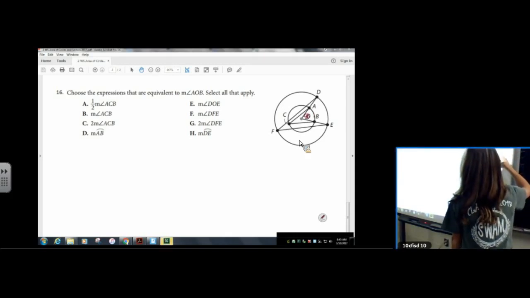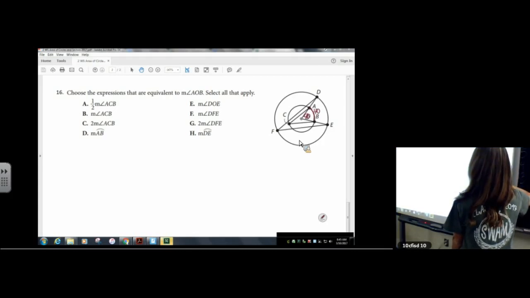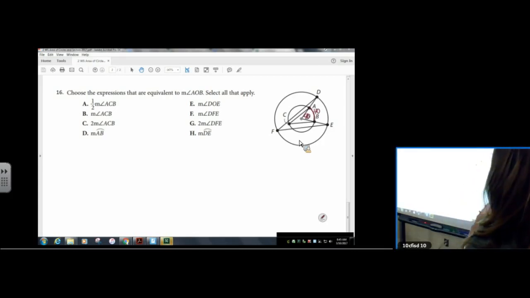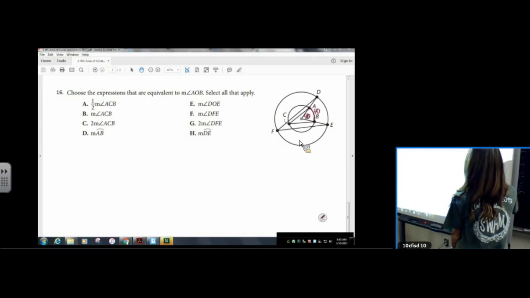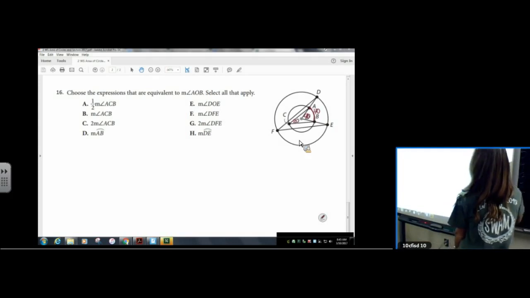So its arc would be 40. Because there's a circle inside a circle here. So we have to be careful. We're going to be getting smaller and smaller. I should have gone bigger. You're right. I should have gone a little bit bigger. Half of that would be 20.